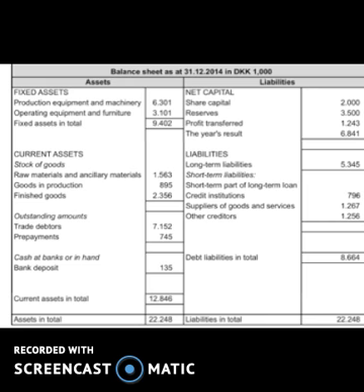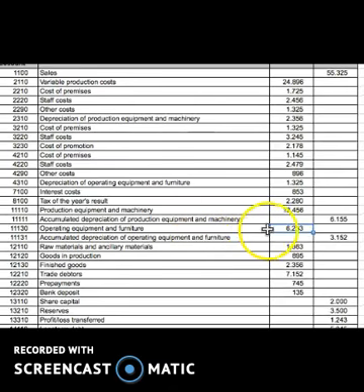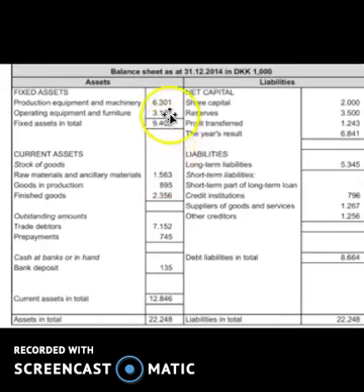Then you have operating equipment and furniture. Same story over again: 6,253, and then subtract 3,152 because of the accumulated depreciation of operating equipment and furniture. This gives us the small amount of 3,101, which gives us fixed assets in total of 9,402. Then we have the current assets, stock of goods, raw material, and material.